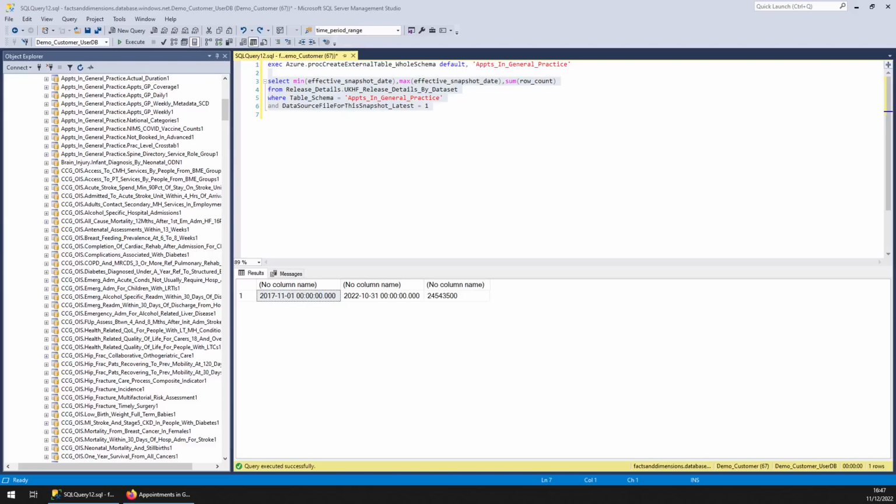Hello and welcome to another Facts and Dimensions Spotlight Dataset. In this one, I'm going to cover appointments in general practice. This is an especially popular dataset amongst our users, so I expect you'll probably already know about it.